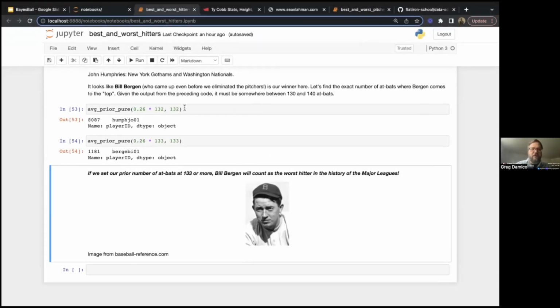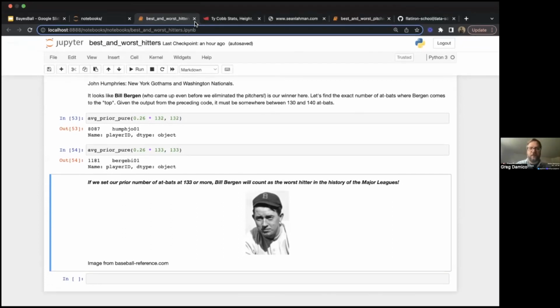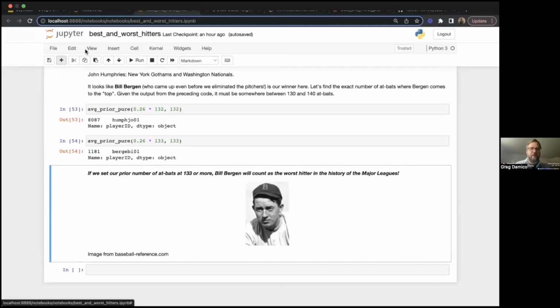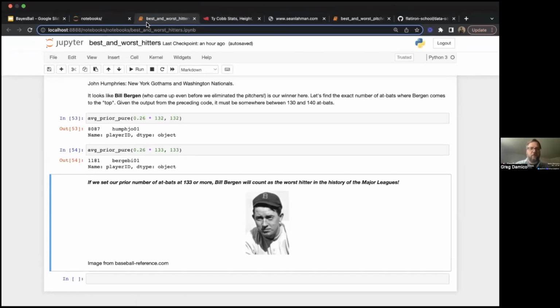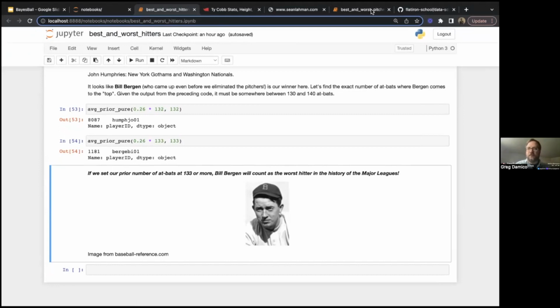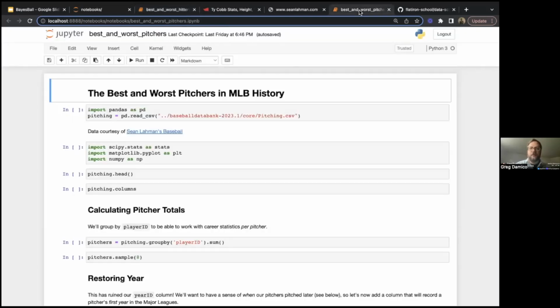Okay, I've got another notebook here about pitchers. I'm not going to go through the whole thing because the idea is totally the same, except that we just work with a different stat. So we work with WHIP instead of batting average.